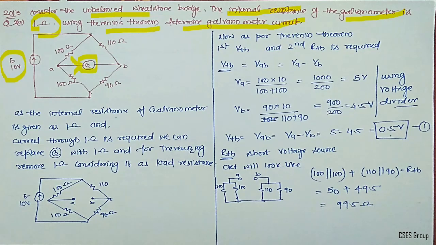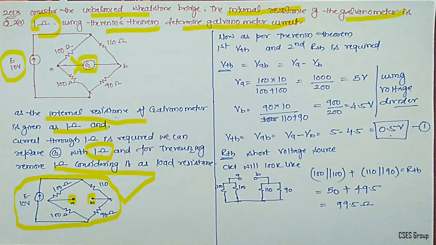First of all, we need to replace this galvanometer by its internal resistance, which is given as 1 ohm. Since you have to use Thevenin's theorem, you need to again remove this 1 ohm, because now you have to consider it as a load resistance. After removing the 1 ohm, which we consider as a load resistance between terminals A and B, the equivalent diagram will look like this.